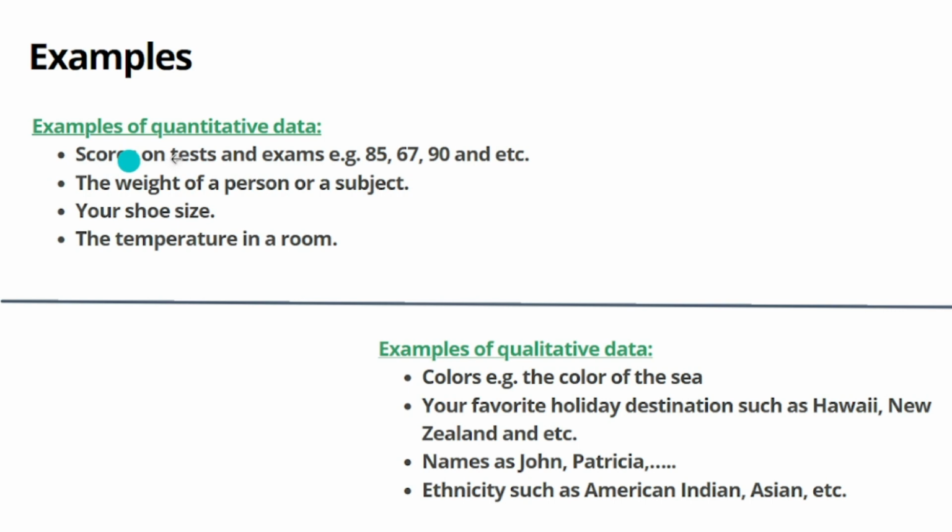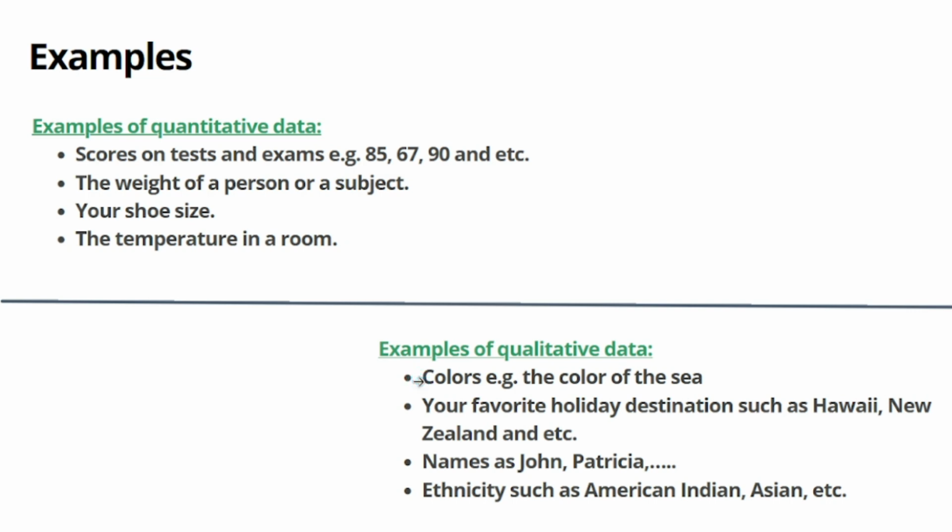The scores on tests and exams, which are numeric in nature, are quantitative data because they are measurable. The weight of a person or a subject, which is again numerical in nature, is said to be quantitative data. Your shoe size, which is in numbers, is quantitative data, it is measurable. The temperature in a room, which is also represented in terms of numbers, is quantitative data. Now let us look into the examples of qualitative data.